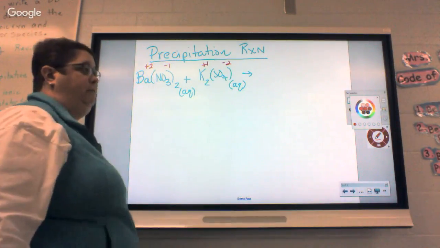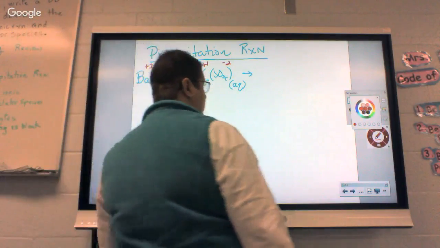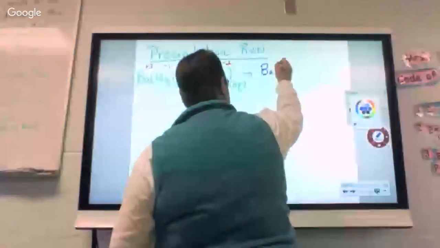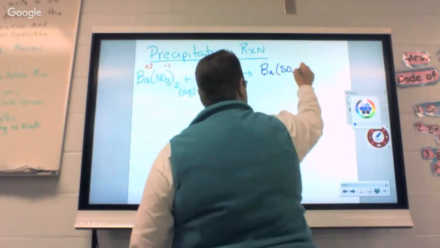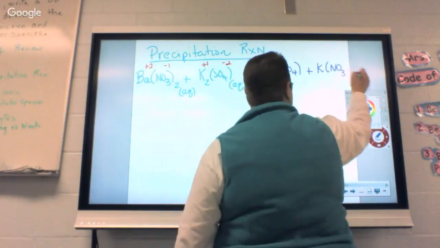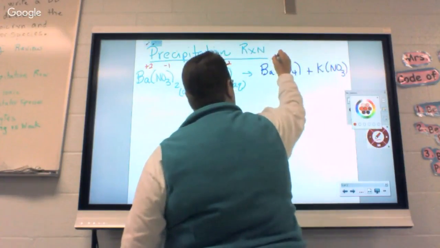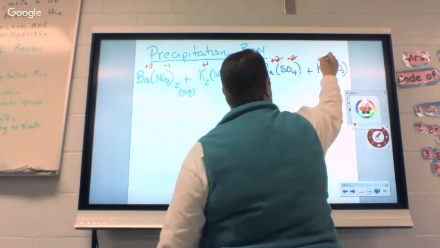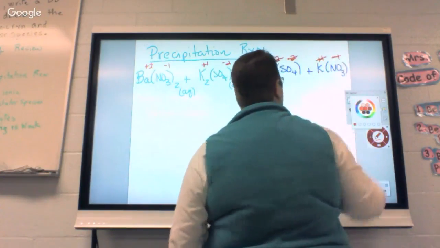Who would switch? All right, so Ba is going to be with who? And K is going to be with who? And you would know that +2 and -2 would cancel out, and +1 and -1 would cancel out there also.